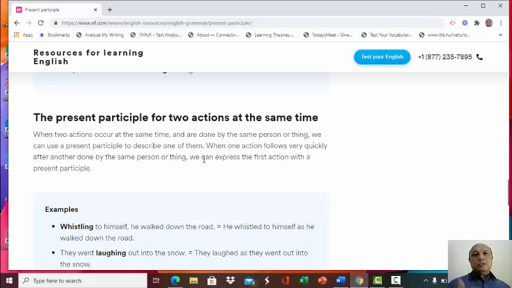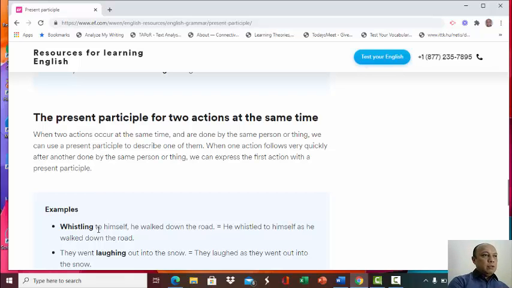When you want to describe two actions happening at the same time, or one action following the other immediately, and the doer or the agent of the action is the same person. So, for example, whistling to himself, he walked down the road. That's actually derived from he whistled to himself as he walked down the road. So the act of whistling and walking happen at the same time. So that's why we can turn it into present participle.